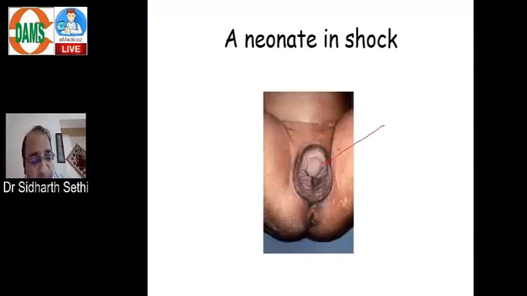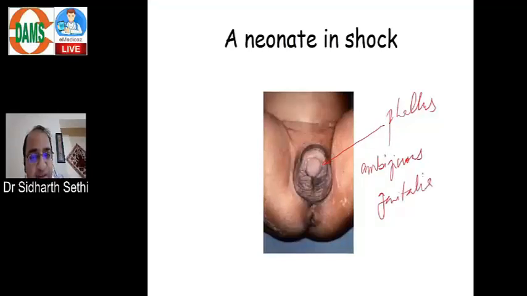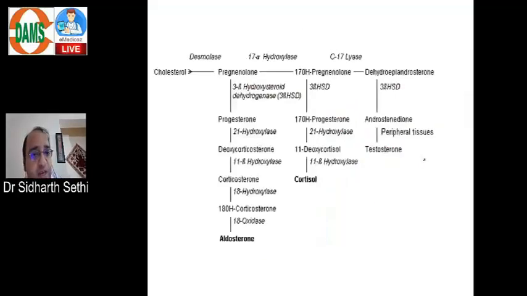What is this photograph showing? This photograph is showing a phallus. There are no testes. So this is basically ambiguous genitalia. This phallus is actually a hypertrophic clitoris. So all of you remember that CAH, congenital adrenal hyperplasia, 90% of the time is a block here. This question also came in your last NEET PG. 90% is deficiency of 21 hydroxylase enzyme.